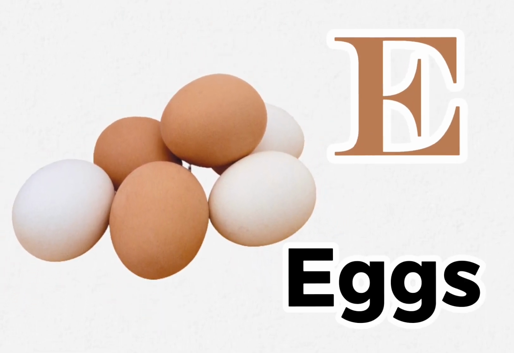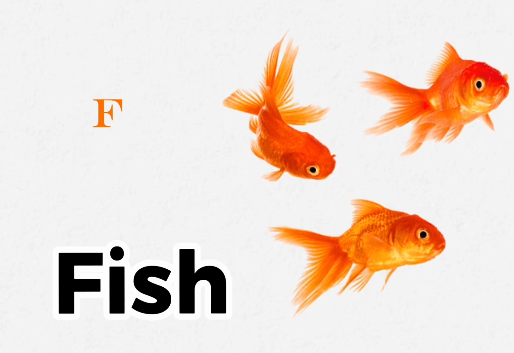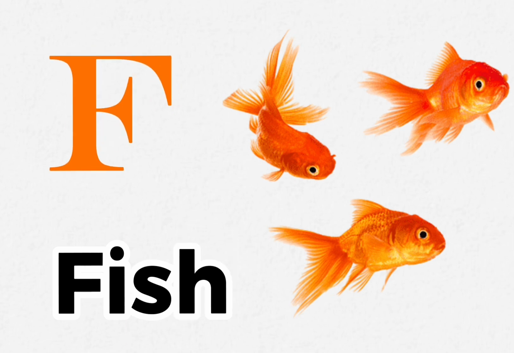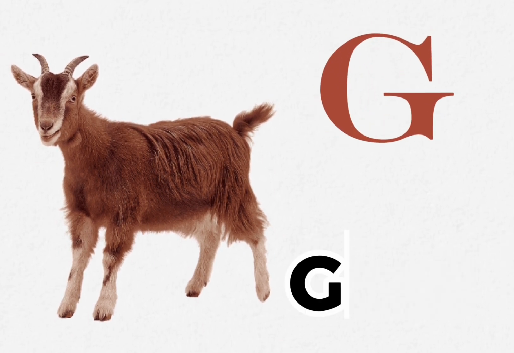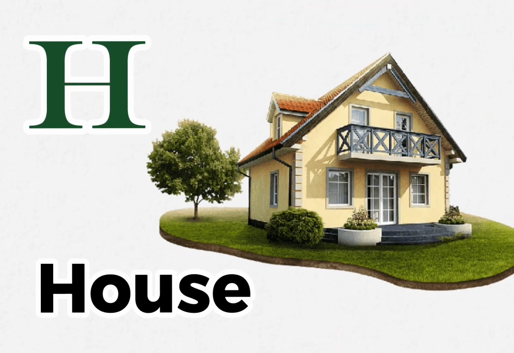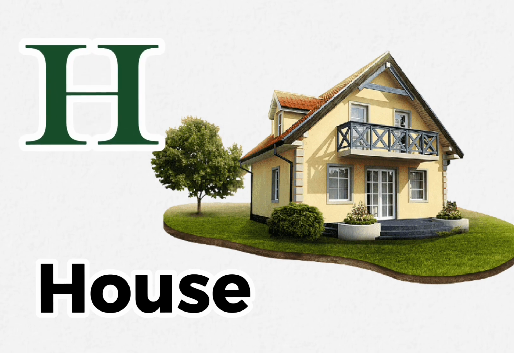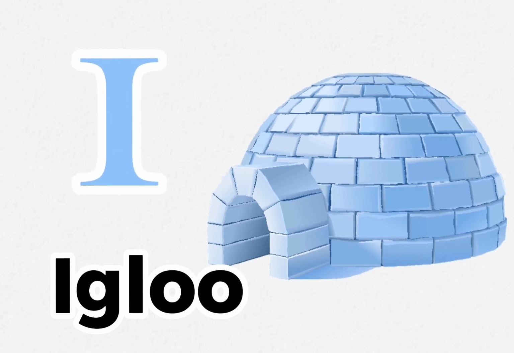E is for eggs. Eggs. E for eggs. F is for fish. F for fish. Fish. G for goat. G is for goat. Goat. H is for house. H is for house. H, H, house. I is for igloo. I for igloo. I, I, igloo.